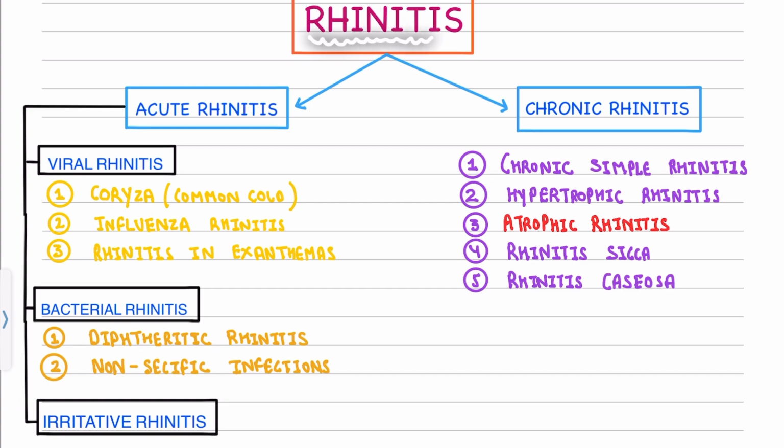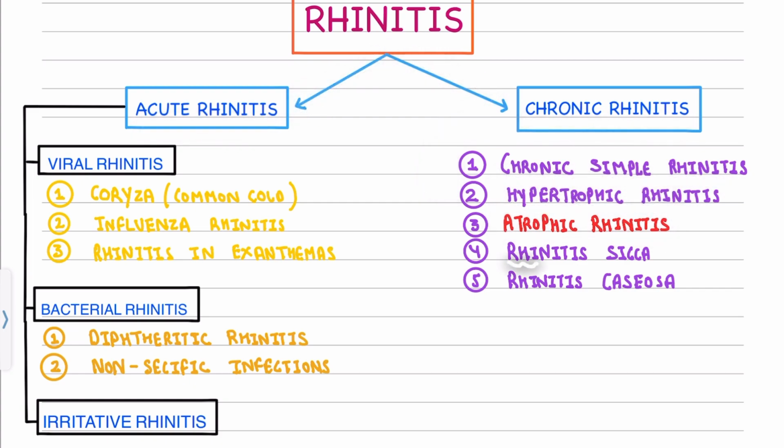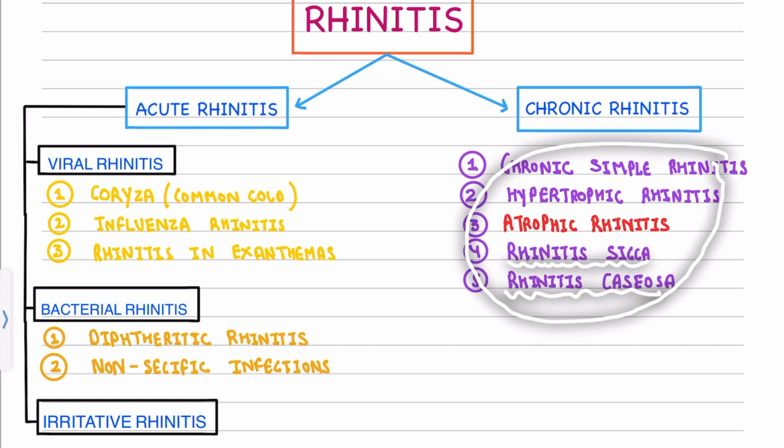Rhinitis is a very important topic and we will cover every single one of these things in great detail. Rhinitis is divided into two parts. First we have acute rhinitis and we also have chronic rhinitis. Chronic rhinitis is further of 5 types. First is chronic simple rhinitis, hypertrophic rhinitis, and the most important one of them all, atrophic rhinitis. We have rhinitis sicca and rhinitis caseosa. All these 5 types are examples of chronic rhinitis.